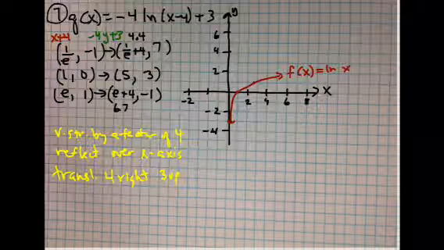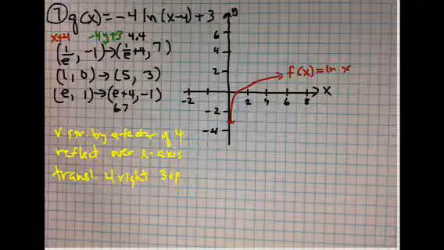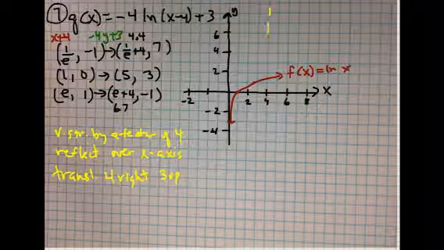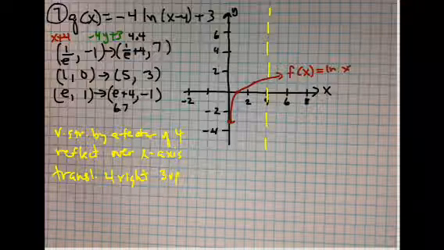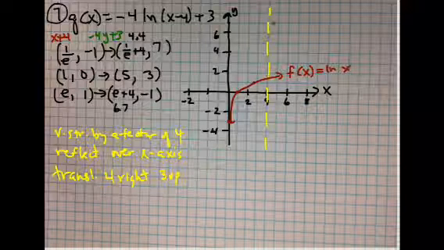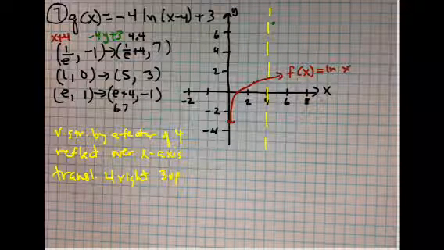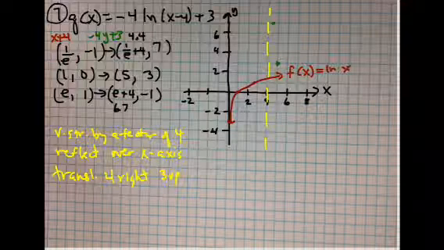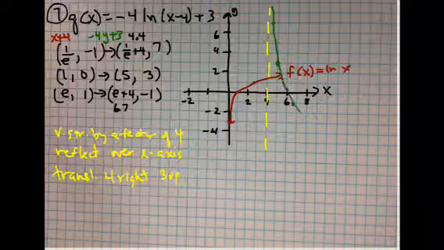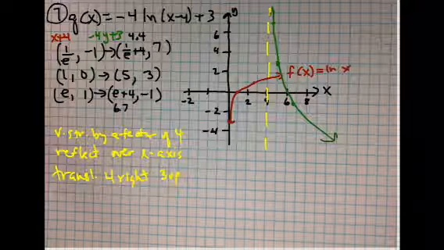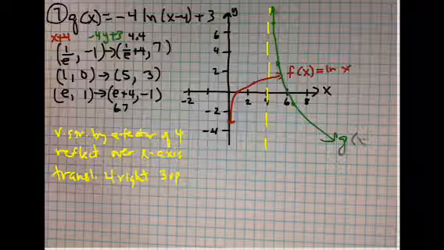Okay, so now I'm going to plot the points. So the vertical asymptote is going to be at 4. And then we have 4.47, about here, 5.3, 6.7, negative 1. So it goes something like this. Okay, that's your g of x.